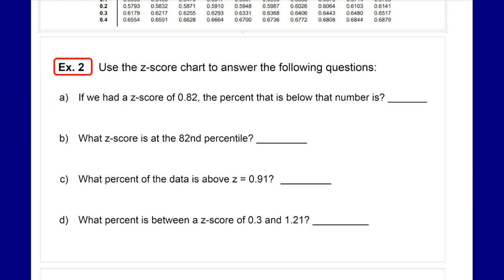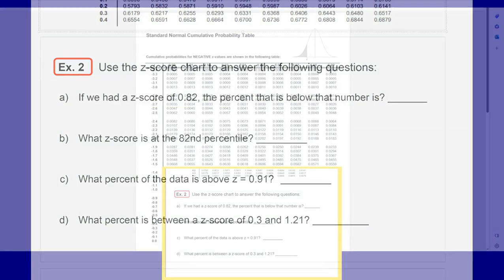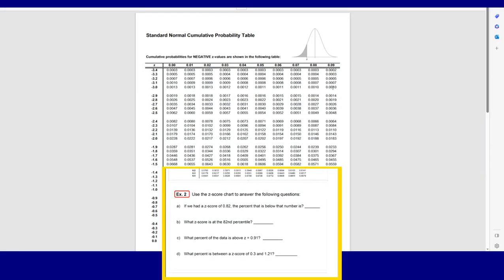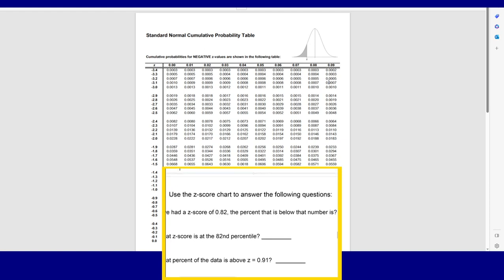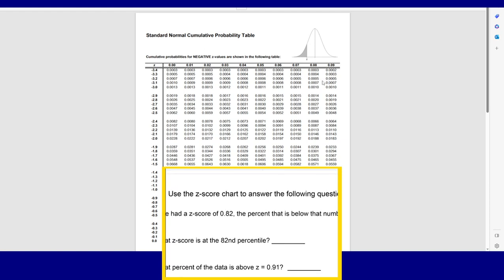So if we had a z-score of 0.82, find what percent is below that number. Right, so we don't know what the specific value is, but we do know what the z-score is. So what we're going to do is go to our z-score table. We can see it here, and we're going to try to find the z-score of 0.82. This is the z-score that we're looking for.